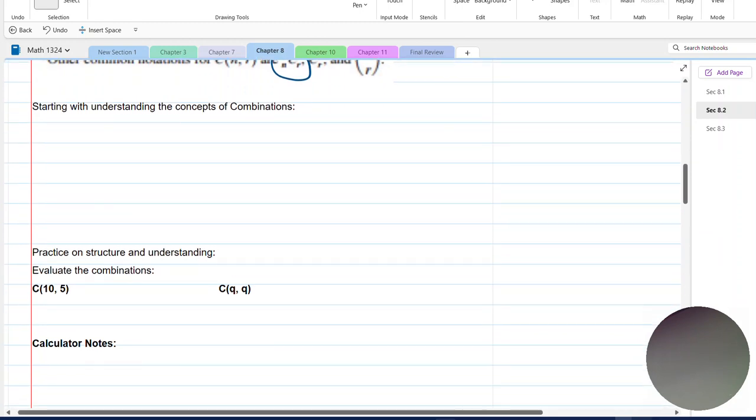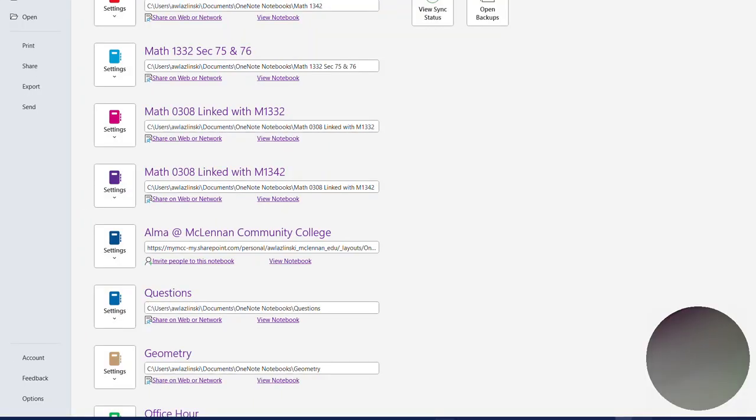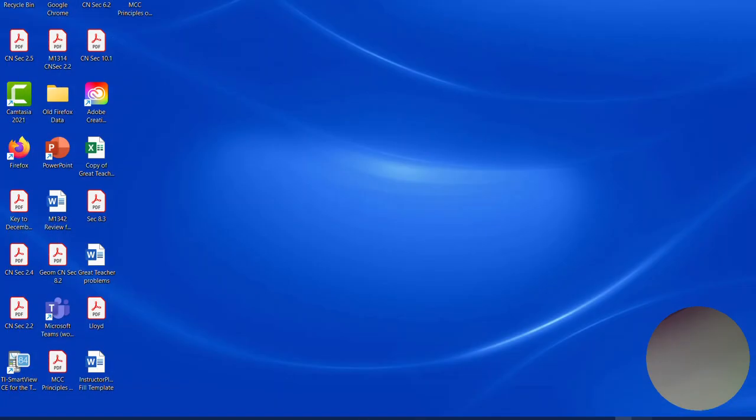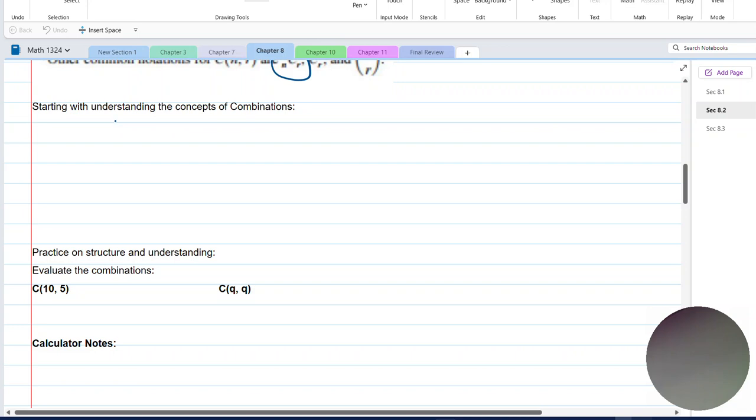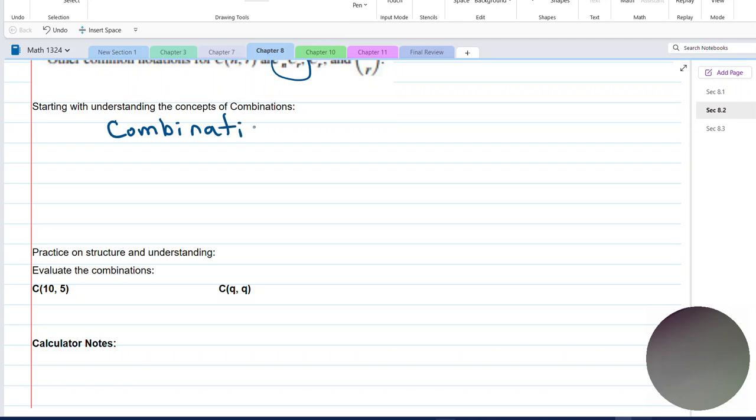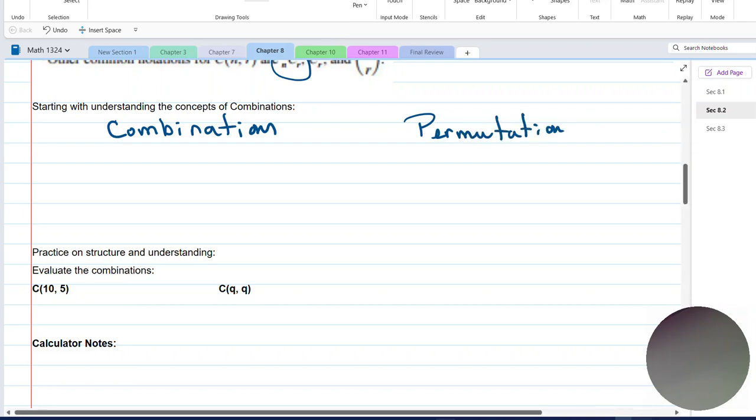Okay. So let's understand it. All right, hold that thought. We're going to understand the concepts of combinations, and then the contrast of permutations. Right. So, how would I explain to you the difference?